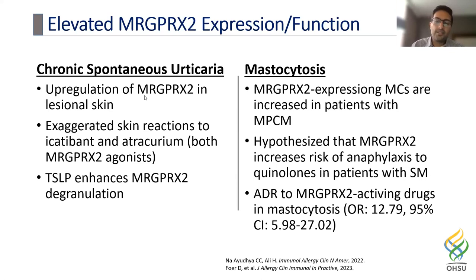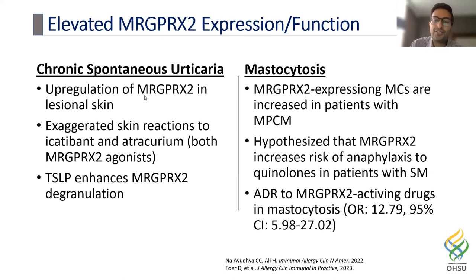This last point here is a really recent article that came out of the Brigham, I think in JACI: In Practice just a few months ago. And what they did was they looked retrospectively at about 60,000 charts and looked at how many people had an adverse drug reaction to a medication that's typically been associated with activating MRGPRX2. So fluoroquinolones, morphine, neuromuscular blocking agents, vancomycin. And they found that of those 60,000, 4,800 had a listed adverse drug reaction to one of those medications.